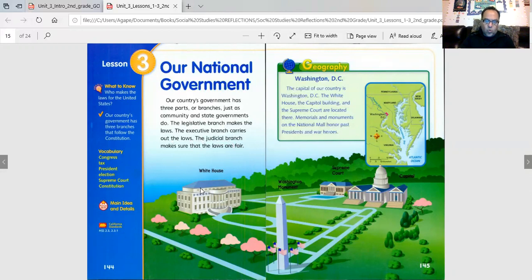Let's pretend this is the White House. This is the Washington Monument, which is close by the White House. And on this side is the Supreme Court with the Capitol. Washington, D.C. The capital of our country is Washington, D.C. The White House, the Capitol building, and the Supreme Court are located there. Memorials and monuments on the National Mall honor past presidents and war heroes. You'll see all kinds of awesome monuments and memorials in Washington, D.C., our national capital.